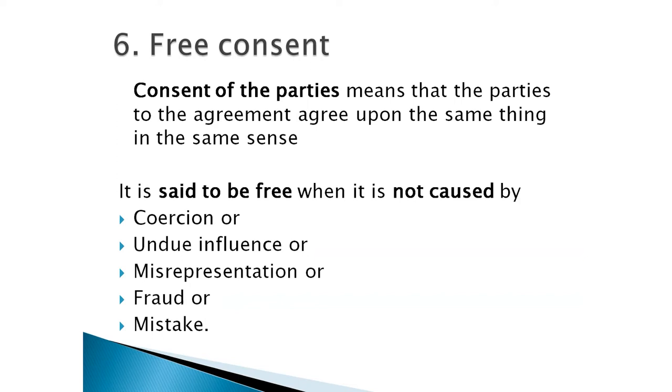If the consent is obtained by coercion, undue influence, misrepresentation or fraud, then that contract is called voidable. In the sense, it is voidable or avoidable at the option of the aggrieved party. If the consent is obtained by mistake, then it is void, which is not enforceable by law.